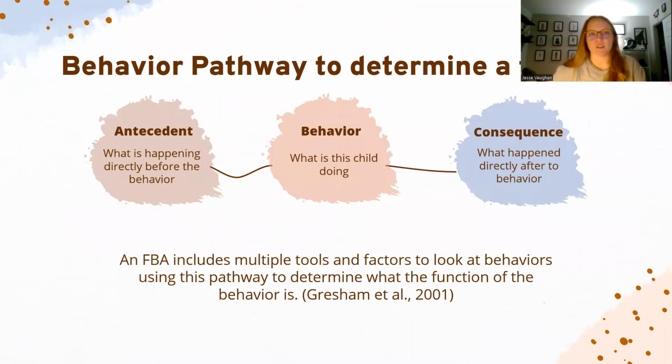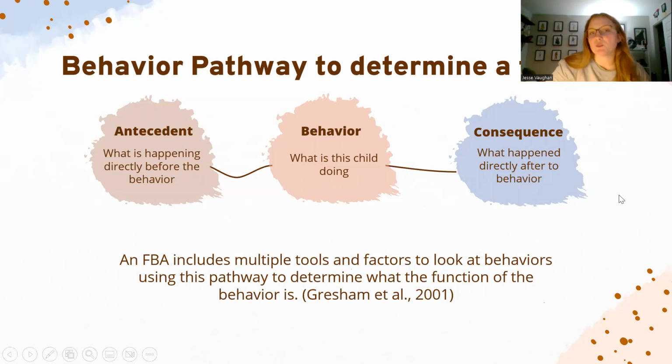So in order to determine what the function of a behavior may be, it's really important to look at all three of these things: the antecedent, the behavior, and the consequence. The antecedent is what's happening directly before the behavior, what the child does, and then the consequence, what happens directly after the behavior. One example of this would be a parent telling a child they can't have a piece of candy at the store, which would be the antecedent, the child screaming, which would be the behavior, and then the consequence would be something like the parent giving them the candy after they screamed.